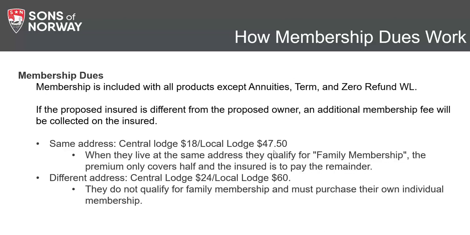It is going to be one of 2 numbers. If the owner and insured live at the same address, $18 is going to be added to that first premium. If the owner and insured live at 2 separate addresses, it is going to be $24. That is membership for 1 year. The insured needs to be a member for 1 year. After that year, they can choose whether they want to continue that membership or not.